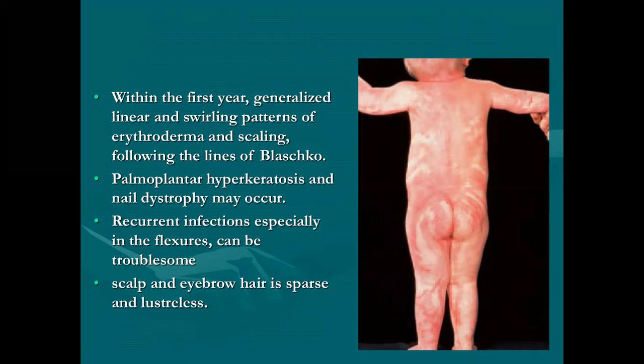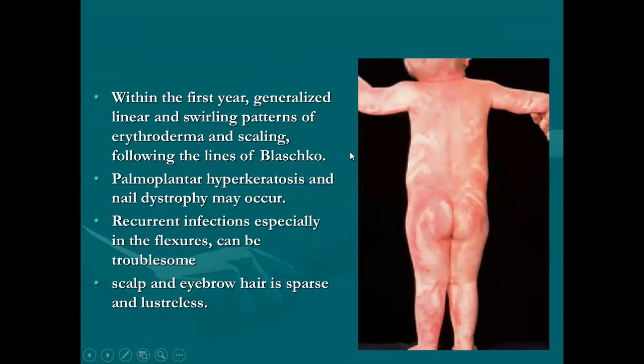Within the first year, a generalized linear or swirling pattern of erythroderma and scaling that follows lines of Blaschko appears. Palmoplantar hyperkeratosis and nail dystrophy occur. Recurrent infections, especially in the flexures, can be troublesome. Scalp and eyebrow hairs are sparse and lusterless. So most of the ichthyotic disorders affect the hairs.